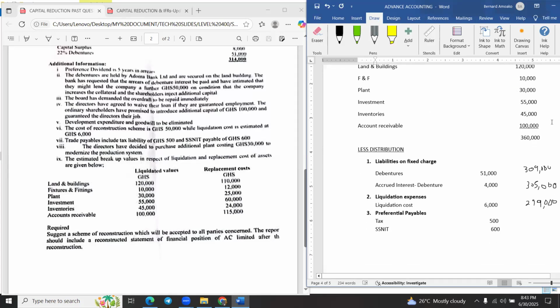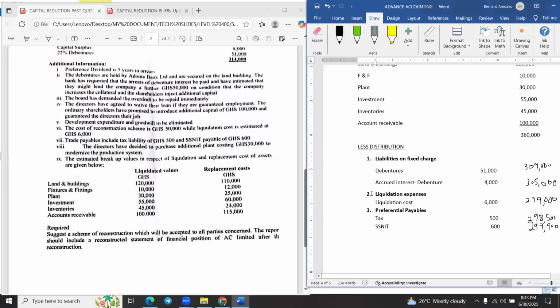We can still go ahead and deduct. After taking the 500 from it, and then taking the 600 from this, we should have 297,900. Did you say 9? Yes. Now, the next item for us to focus on becomes the fourth item that I listed.